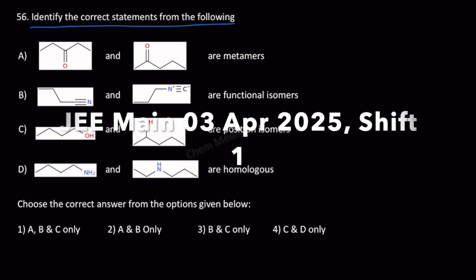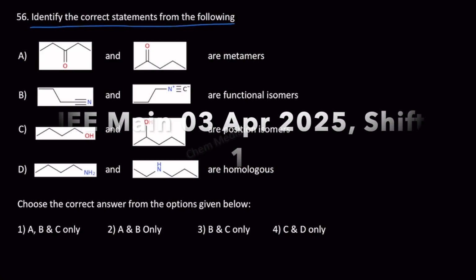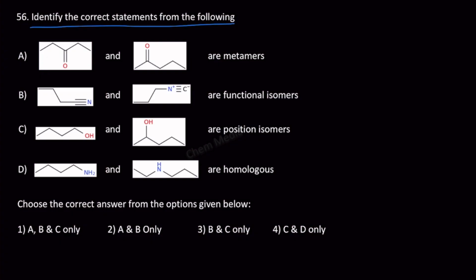Identify the correct statements from the following. In option A, we could see pentane 3-one and pentane 2-one, and it is written that they are metamers. Metamers are isomers where they should have the same molecular formula. Let's check that. Do we have the same molecular formula? In both the cases it is C5H10O, and different alkyl groups should be substituted over a functional group. So we do see that. We have a propyl group and methyl group in pentane 2-one, and we have 2 ethyl groups in pentane 3-one. So therefore they are indeed metamers.